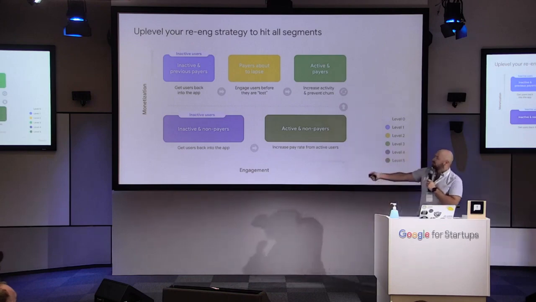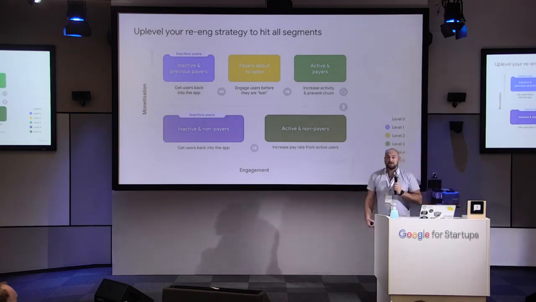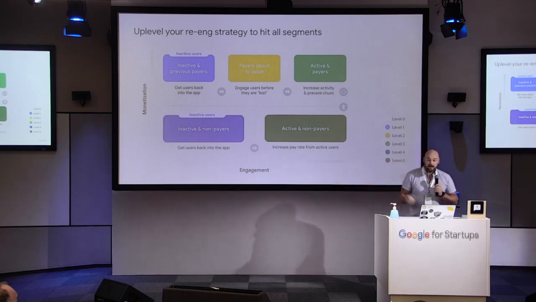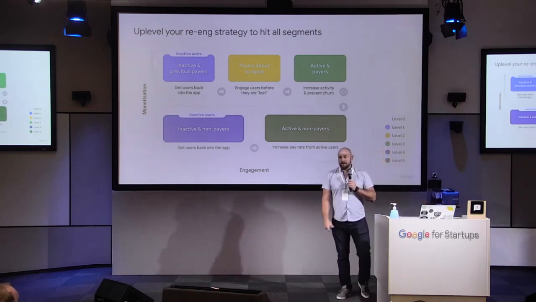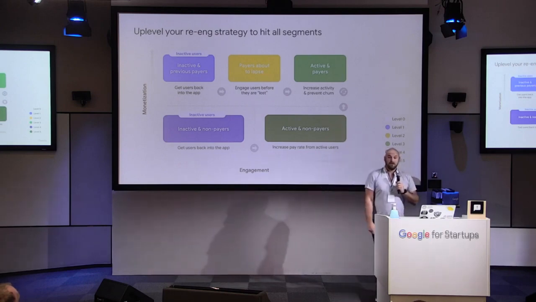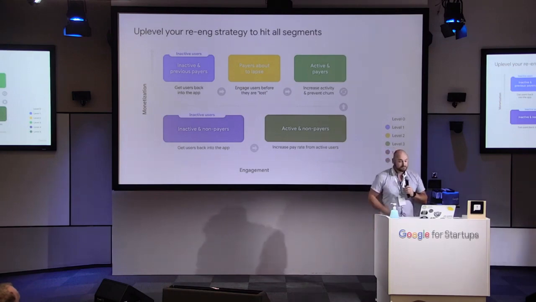And then the last two would be inactive non-payers. So again, the main idea here would be getting users back into the app. So when we think about events, it is just even usage of the app itself, and then see if you can move them into the other quadrants. And then active and non-payers. And then here, yeah, it would be your heavy users. What can we do to actually get them to pay? Either through a really cool cinematic, custom landing page, or anything around that.